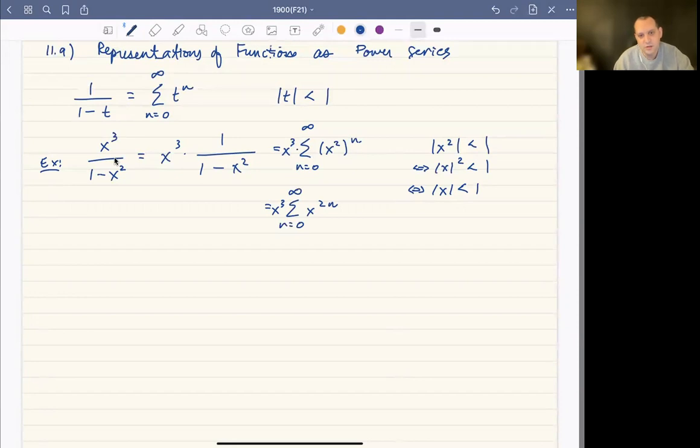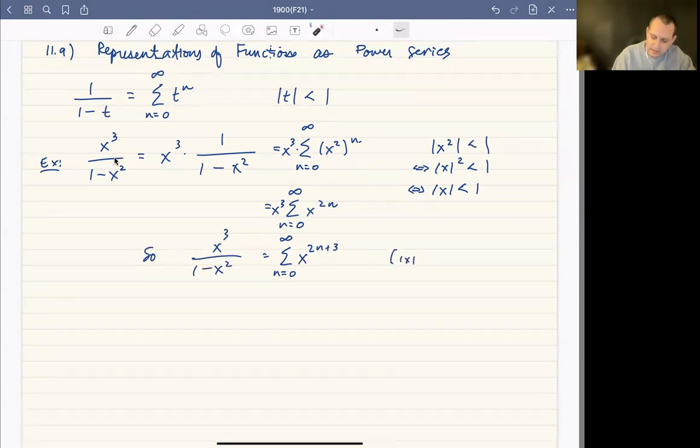And you notice that x cubed is a constant with respect to the index of the sum n. There's no n's in this x cubed term, and therefore I can move it into the series with no problem. So this is the sum of x to the 2n plus 3 as n goes from 0 to infinity. And that's our power series representation of x cubed over 1 minus x squared. And that's valid as long as the absolute value of x is less than 1.